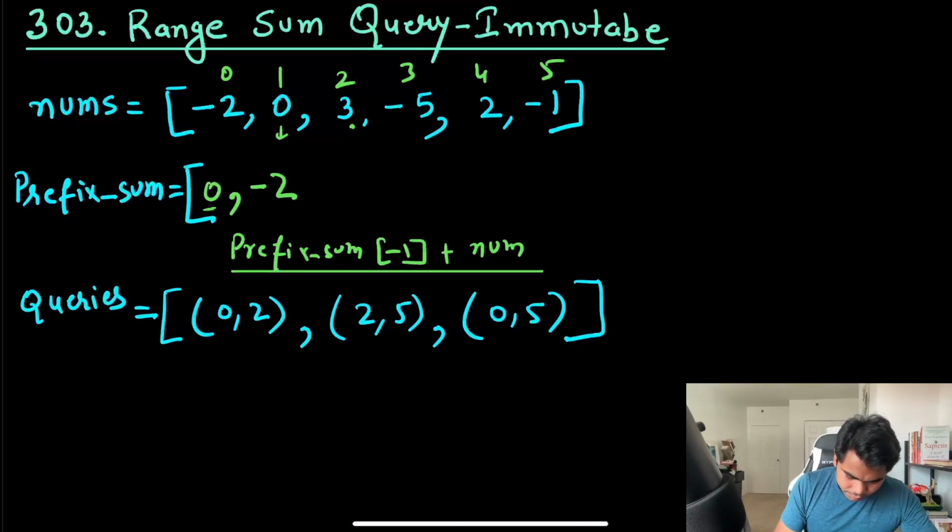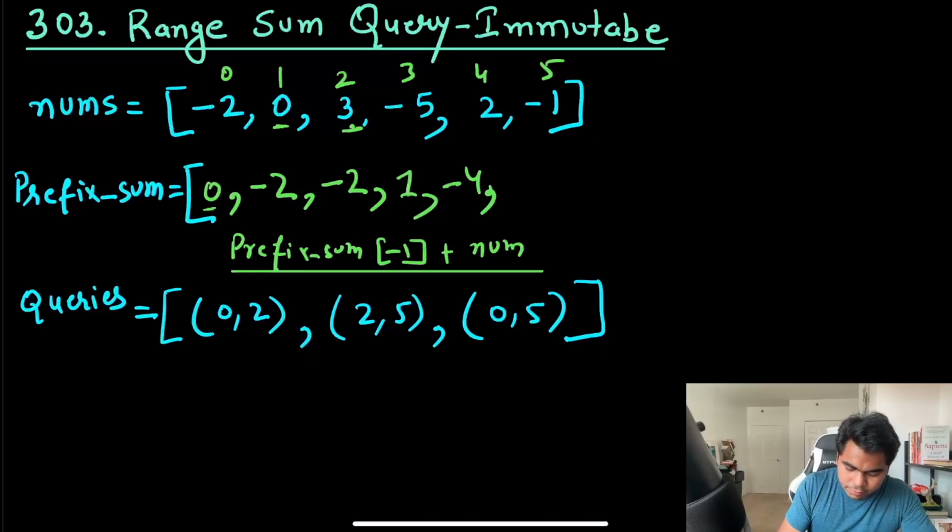Then I will include. By the way, sorry, I was calculating it for this 0th value. So this is what I've seen so far, inclusive. Now for 0, what is it that I've seen so far? 0 plus -2 is going to be -2. Then for 3, sorry, 3 plus -2, it's going to be 1. Then for -5, it's going to be -4. -5 plus 1 is -4. Then -4 plus 2 is -2. And then for -1, it's going to be -3.